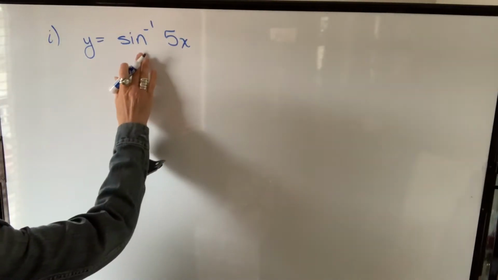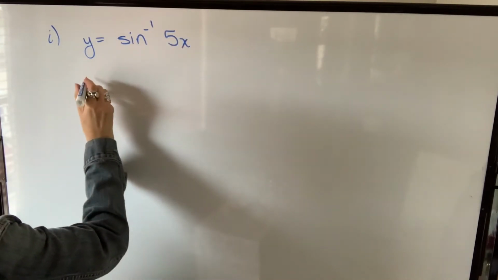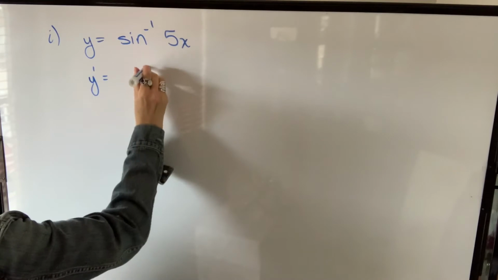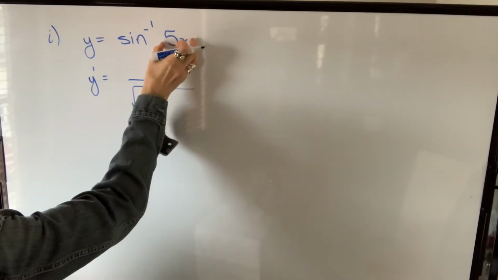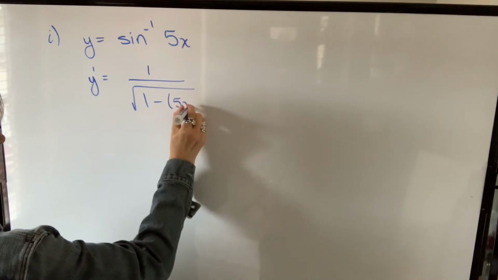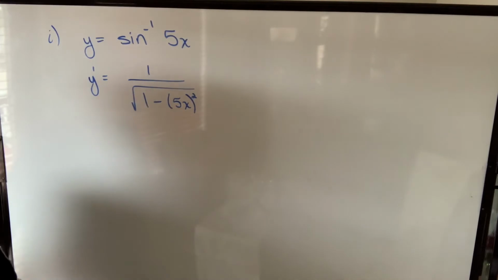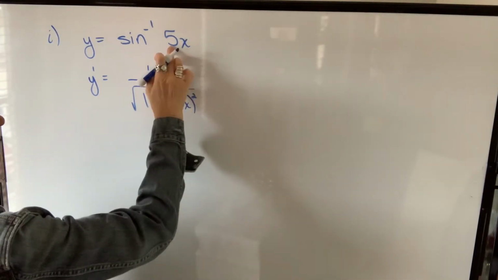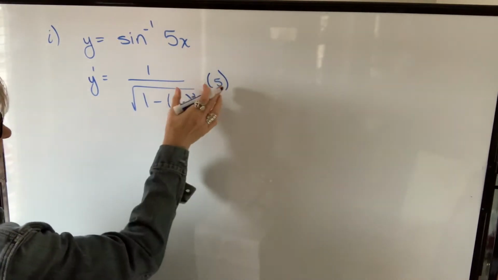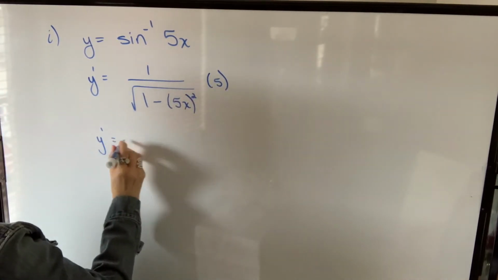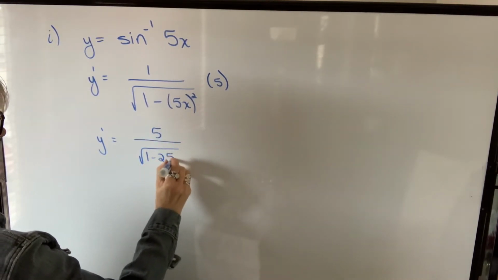So we could have something fairly straightforward like inverse sine of 5x. So if I was finding the derivative of this, remember it's 1 over square root of 1 minus u, in this case 5x, squared. And then, as always, our chain rule tells us we need to multiply by du dx. So the derivative of 5x is a 5. You'd be expected to clean this up a little bit. So it's going to be 5 over square root of 1 minus 25x squared.